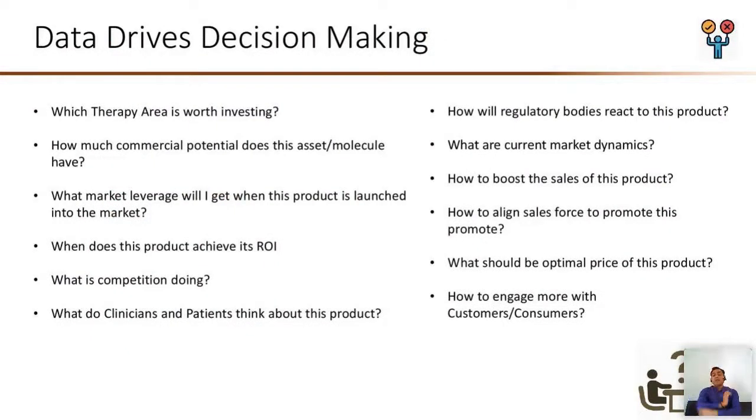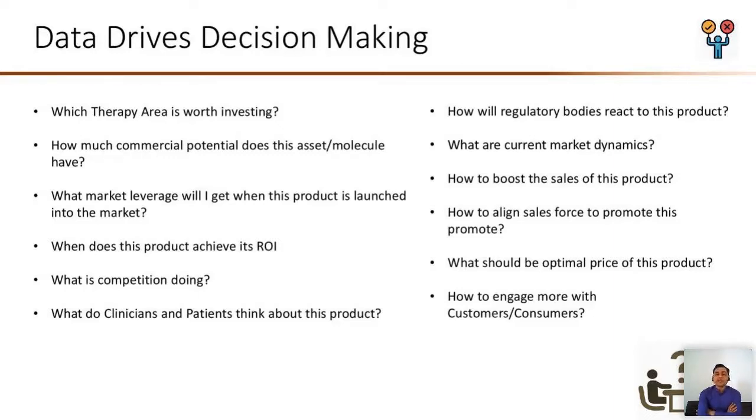So if we talk about the importance of the data, the data drives decision making as well. There are various pointers that would be of great importance. It could be which therapy areas are worth investing in. We have to give a critical thought to which particular therapy area we wish to invest in, so that we'll be able to get the maximum revenue, maximum outcome. How much commercial potential does this asset or molecule have?